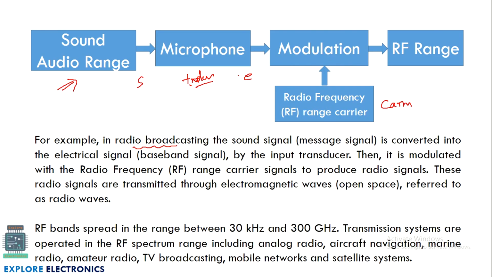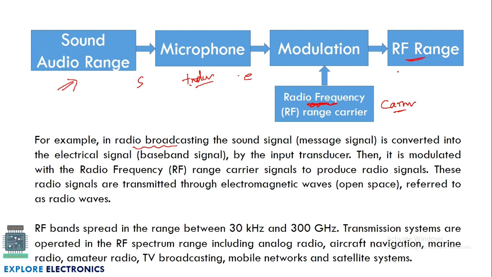Here the carrier frequency is in the range of radio frequencies. Radio frequency is a high frequency. The sound frequency is very less. Audio frequency is very less. So we need to modify that with respect to the radio frequency. So modulation is done and then it will be in the RF range.